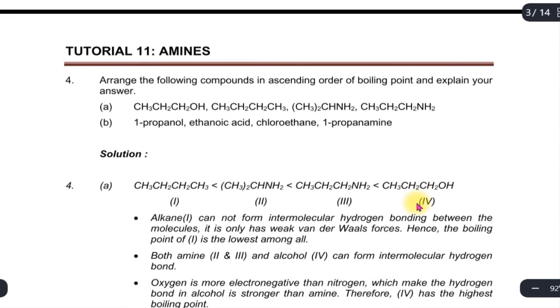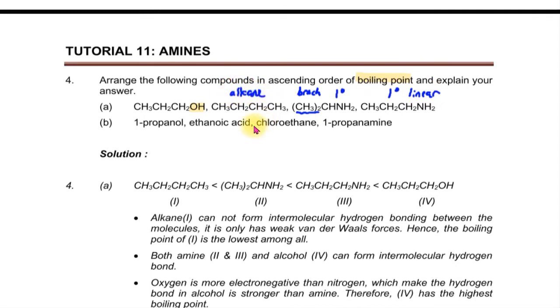Now we proceed with question 4. Question 4 is also a boiling point question. Here you have to be careful because now we have to compare different groups of compounds, meaning different functional groups. This one is an alcohol, this one is just an alkene, and these two are amines. This one is a primary amine, and this one is also a primary amine, but this one has a branch, so branching. This one is linear, or straight chain.